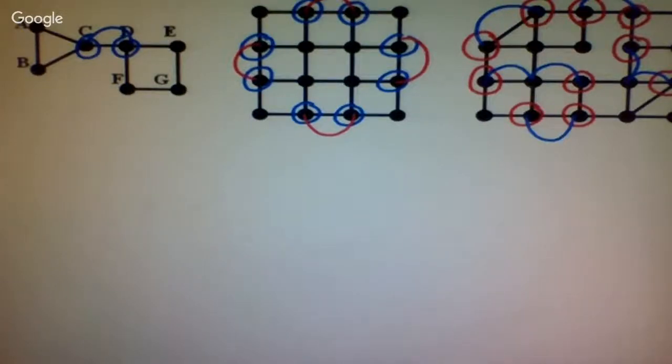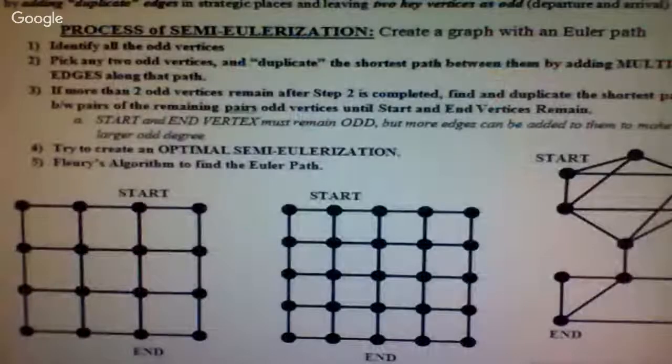Is that all of them? Okay, that's it. This is easy. The hardest part is making sure you have all of your odd vertices first. Okay, all right, last piece. This is it.